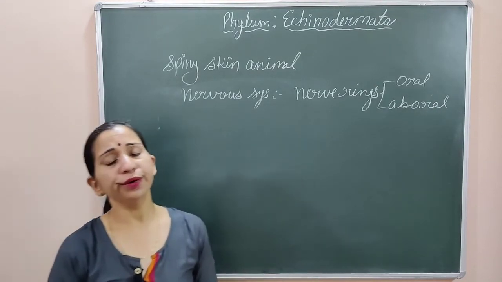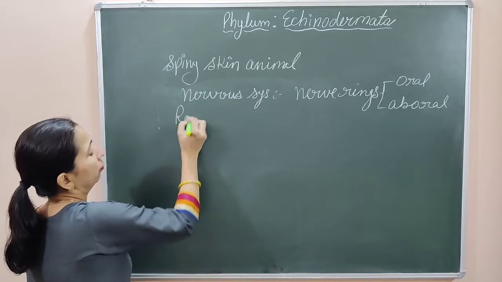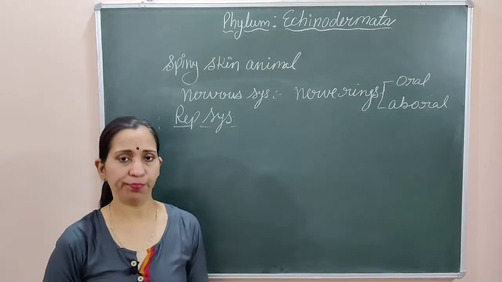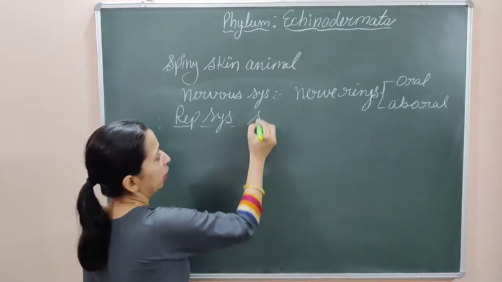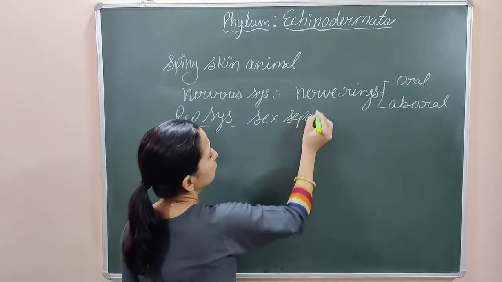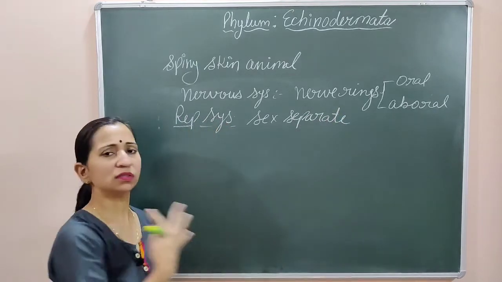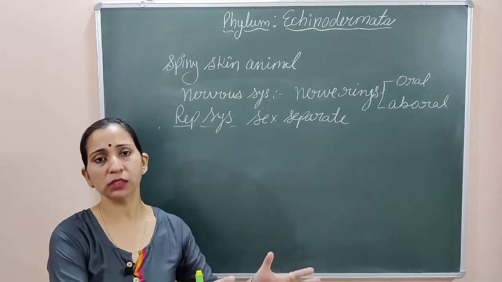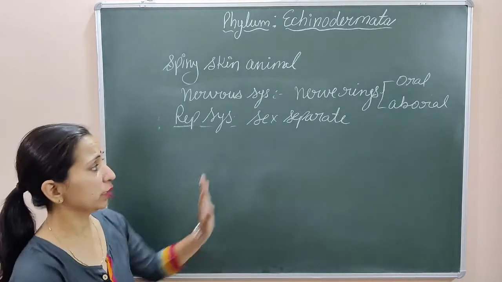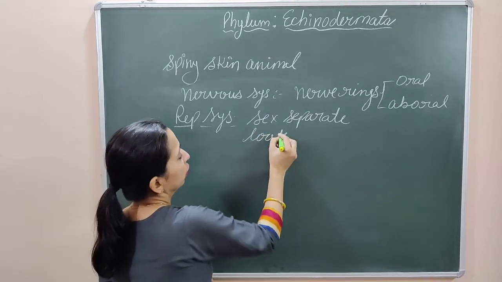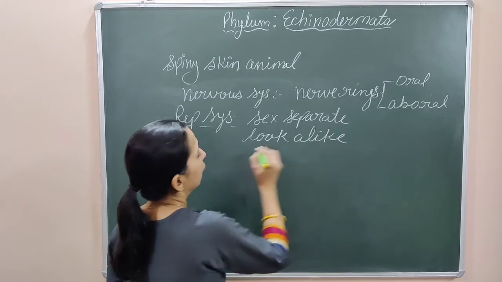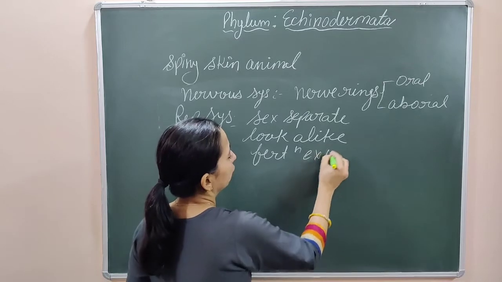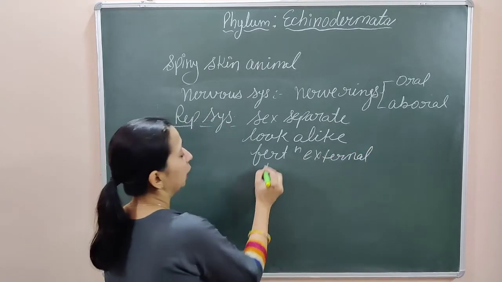Now let's talk about their reproductive system. In echinoderms the sexes are separate, but there is no clear-cut identification or separation of them. Both sexes look alike. You cannot tell by looking which one is a male starfish and which one is a female starfish. So sexes are separate, but they look alike. Fertilization is external, and development is indirect.